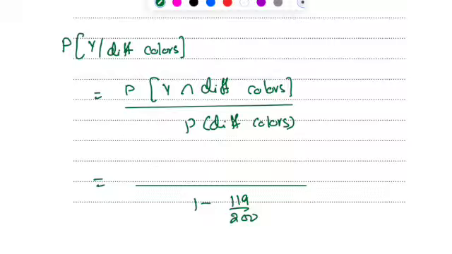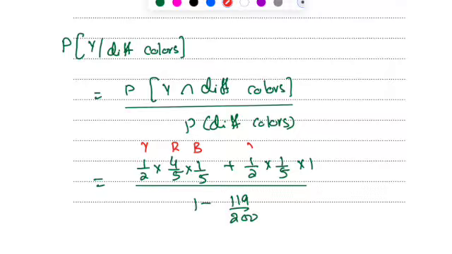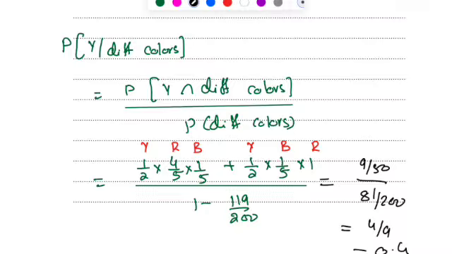Probability of Y and different colors. So Y, it is a red and it is blue, or Y, it should be a blue and it should be a red. This is Y, red and blue, Y, blue and red. So simplify that, you should be able to get 9 upon 50 divided by 81 upon 200, which is going to be 4 upon 9. If you want to write in decimal, 0.444 is going to be the answer.